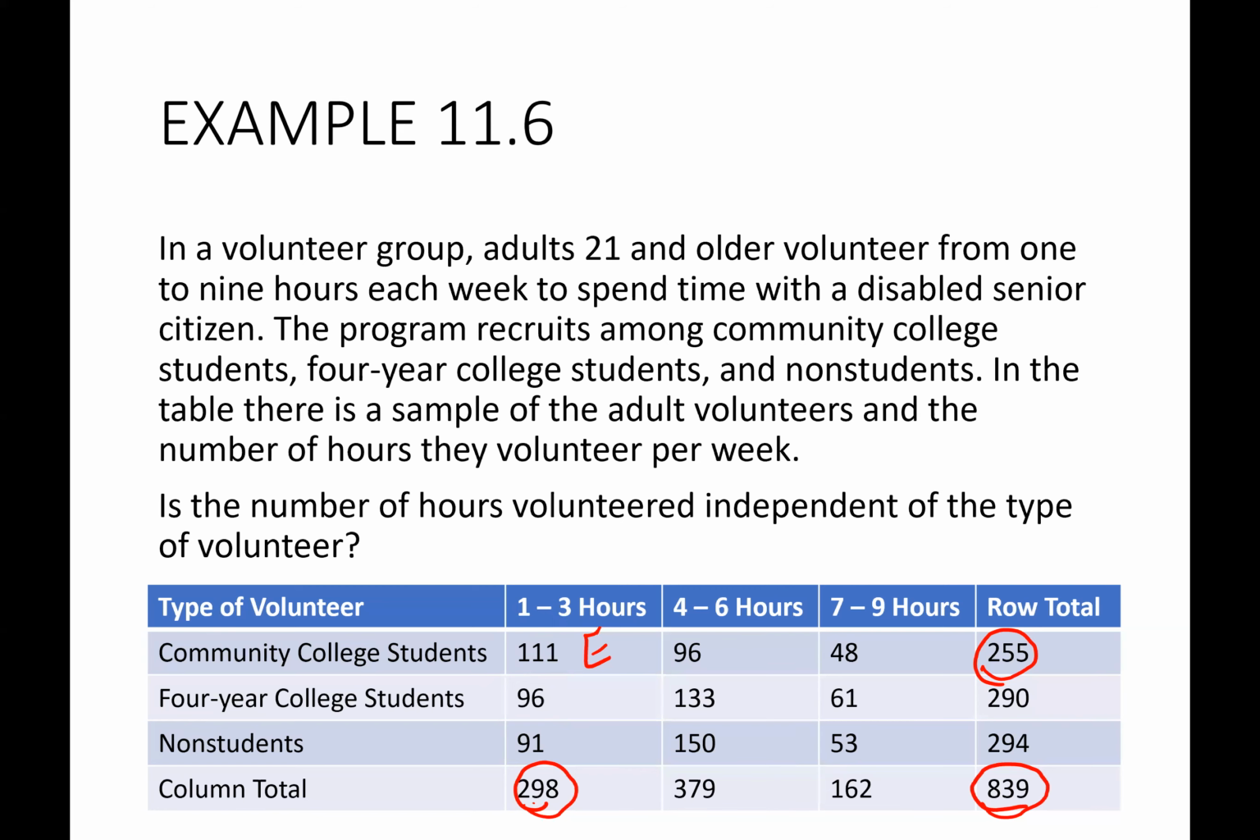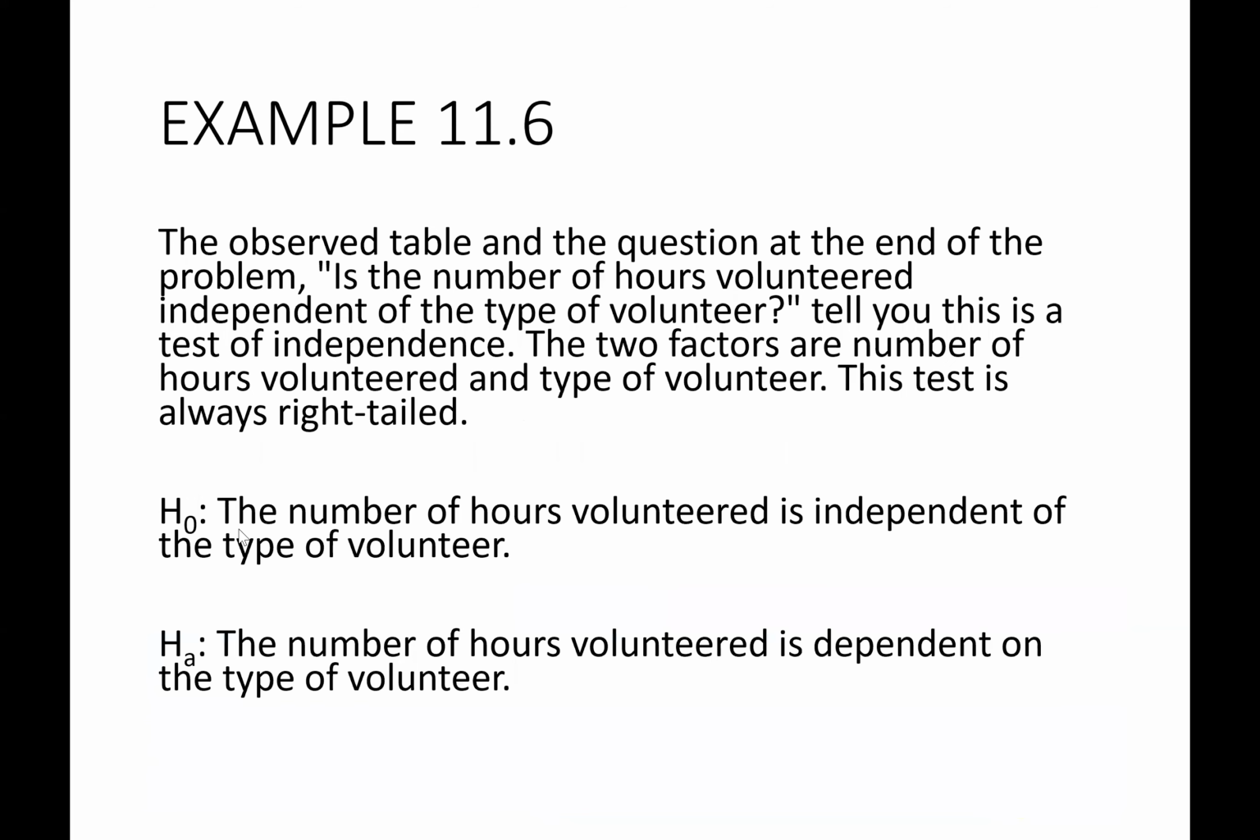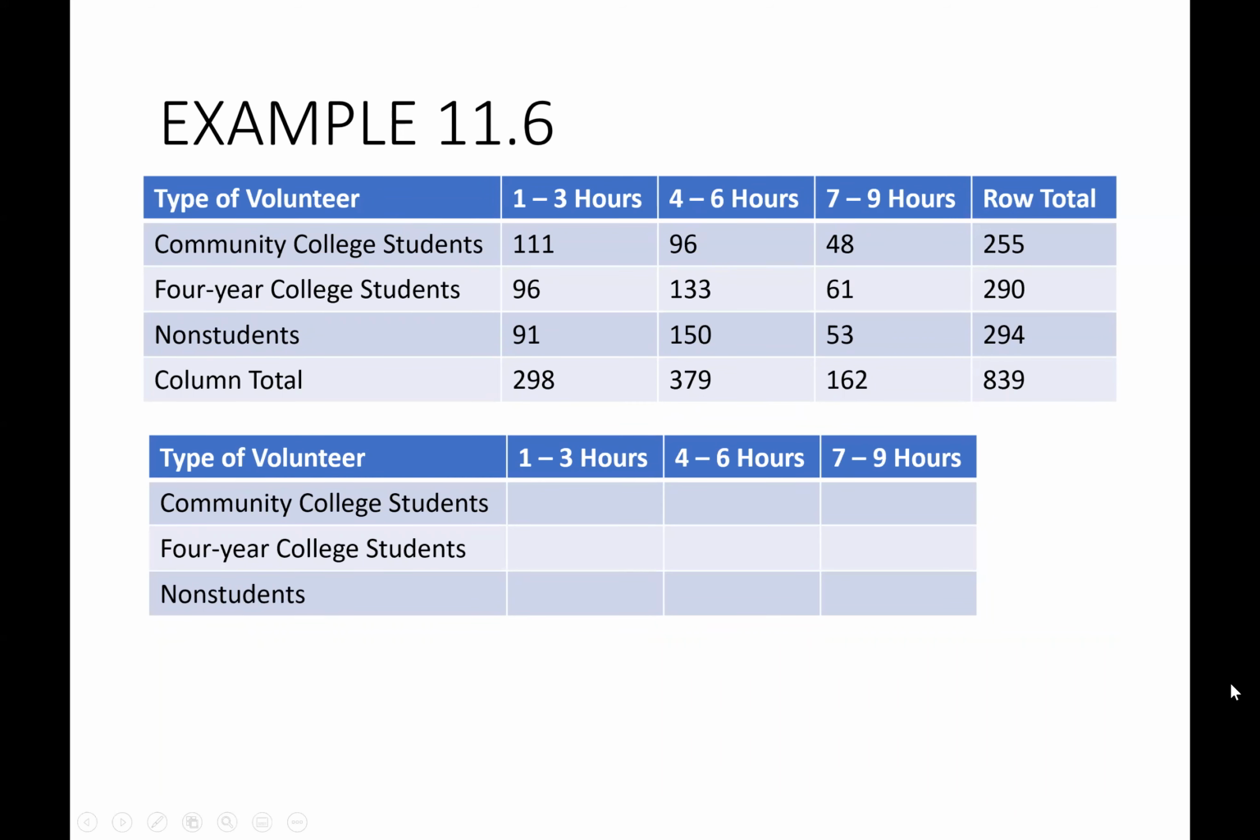Okay, so you've got one of two choices. I should say my null and alternative hypothesis. The null hypothesis would be that the hours that you volunteer are completely and totally independent of what type of volunteer you are. And the alternative hypothesis would be that they are not independent. The top table is my observed values. We're going to fill out the bottom table with what we expect.